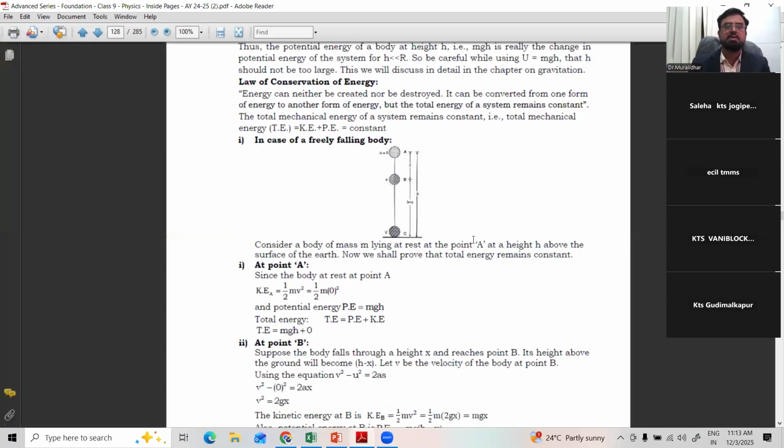Now this is the last part, the law of conservation of energy. Simple one: the total energy in a system remains constant. Energy can neither be created nor destroyed. We cannot create energy, we cannot destroy it. But what happens? It converts from one form to another form. For example, when you are running a vehicle, we fill in 1 liter of petrol. After 40 kilometers, you will stop. Petrol is over.